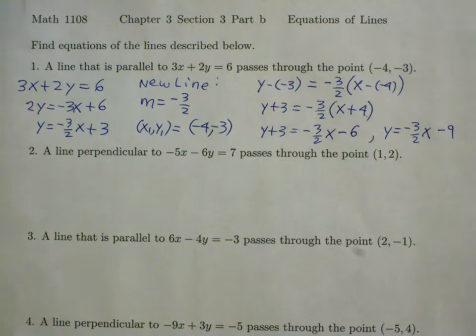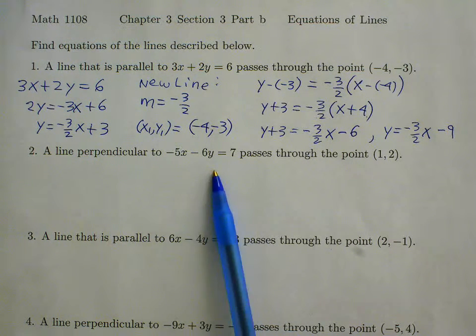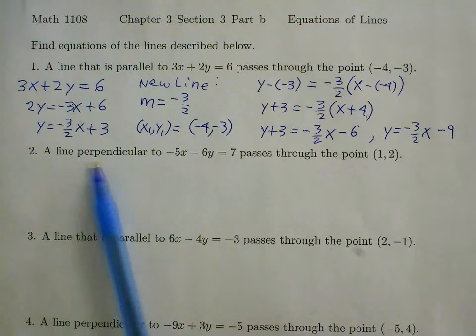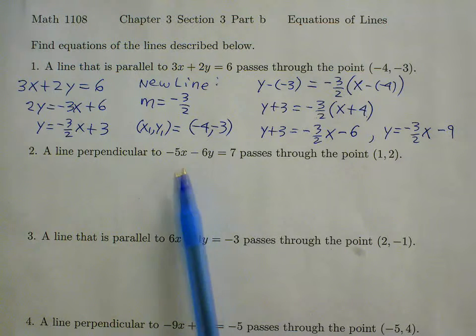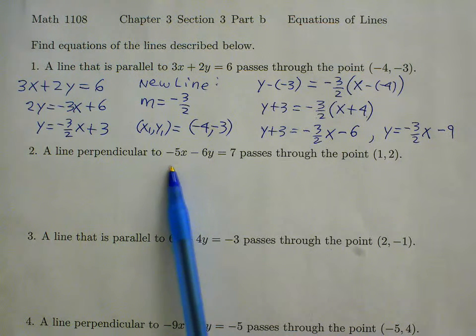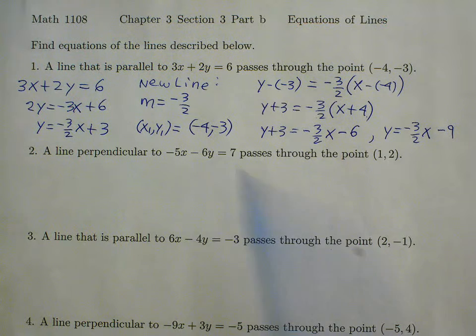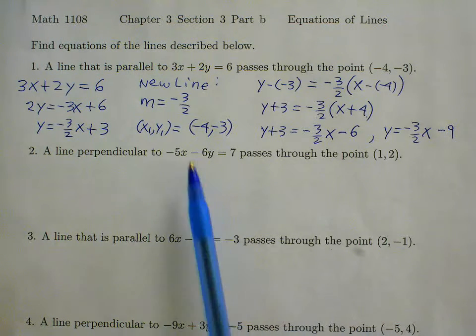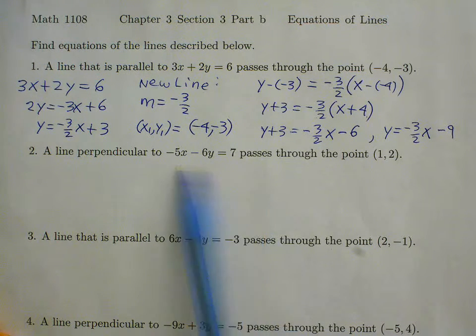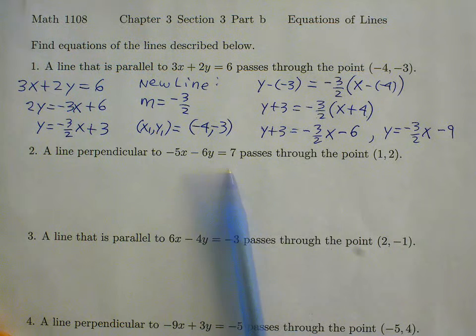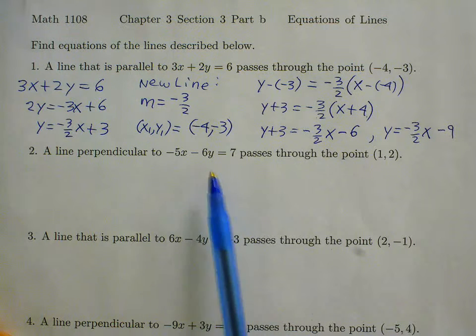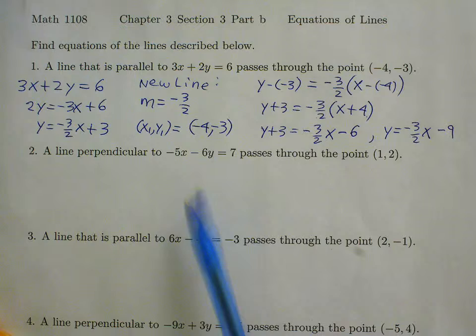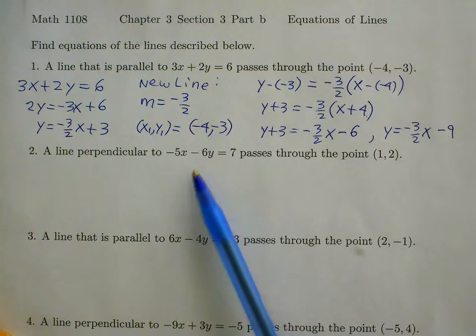All right, let's proceed. The new line is perpendicular to the given line. So the slope of the perpendicular line is the negative reciprocal of the slope of negative 5x minus 6y equals 7. So first we have to find the slope of this given line and then use the negative reciprocal of that slope for the slope of the line that's perpendicular to it.